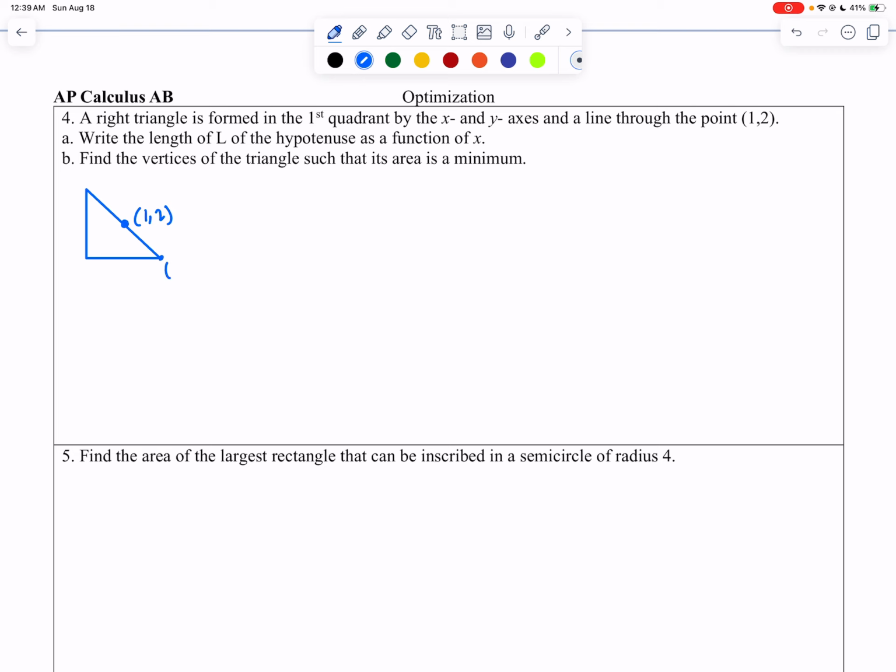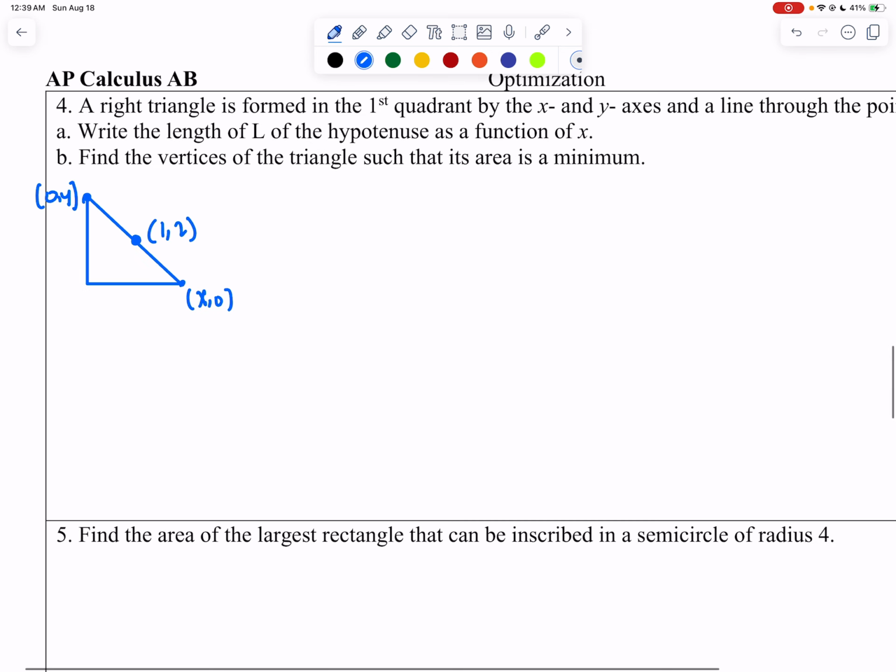So we have x, and then we have y here. All right. Now, if I want to find the length of L, we're just going to use Pythag. The problem is we want it in terms of a function of x. So I don't want y squared. Instead, we need to think about how we could rewrite y in terms of the equation right here, aka we could find the equation of this line.